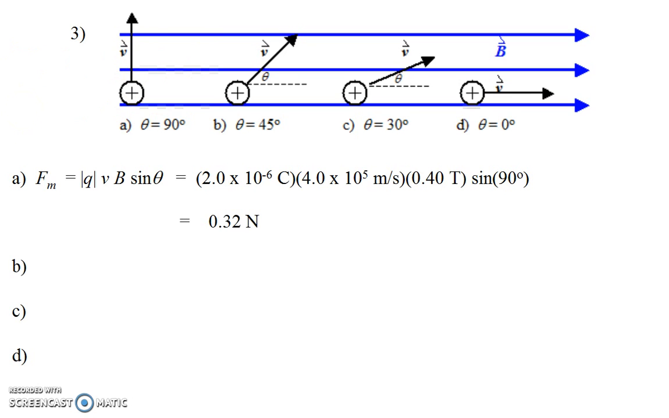So you put your numbers in, and you should be getting 0.32 newtons. It's obviously a 2 sig fig problem. You shouldn't have any problem here, just plug and chug.